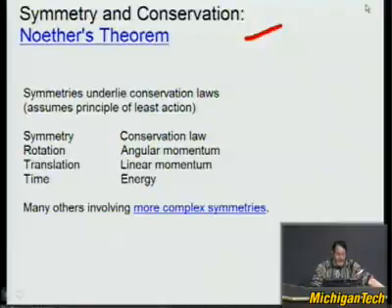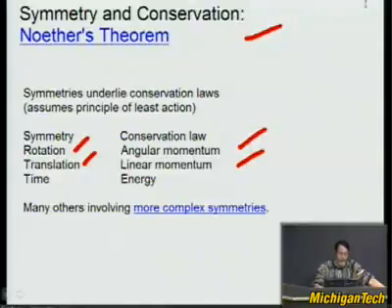So it's the idea that symmetries underlie conservation laws. And this assumes the principle of least action. So for instance, if you have a symmetry that is rotation, then you will have a conservation of angular momentum. If you have a symmetry that involves translation, you will have conservation of linear momentum. And if you can identify a symmetry that involves time, you will have conservation of energy.